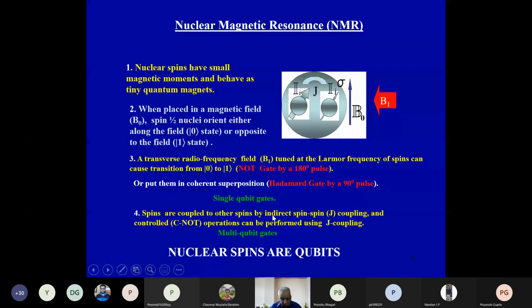Spins are coupled to each other by what's called indirect spin coupling, and this was also discovered soon after the discovery of NMR, and is used heavily in looking at the structures of organic molecules and now biomolecules. So indirect spin coupling between spins on the same molecule is a very great source of information. But here, this indirect spin coupling is used by quantum computing methods, and we can do, for example, a controlled NOT gate using J coupling. So multi-qubit gates. The sum total of this transparency is that nuclear spins are qubits.